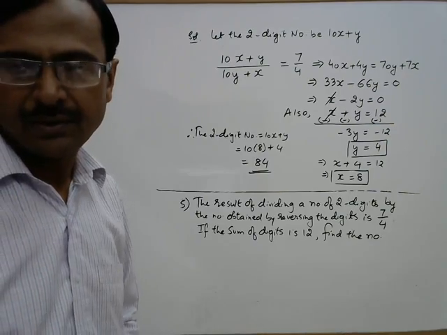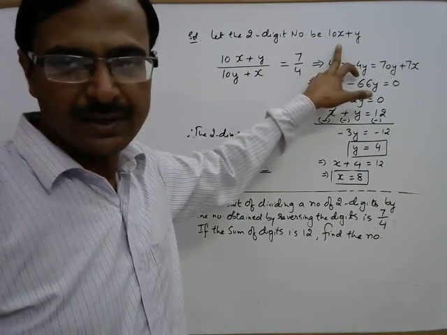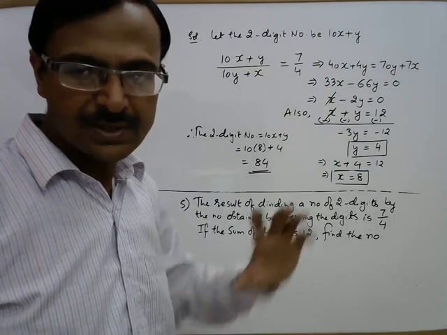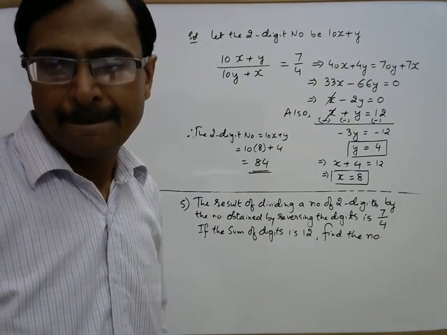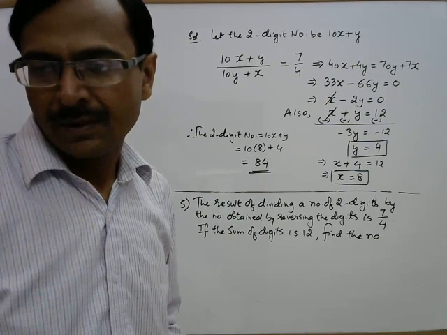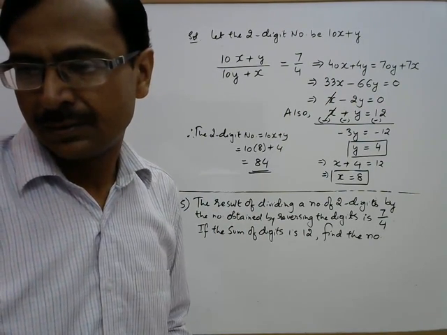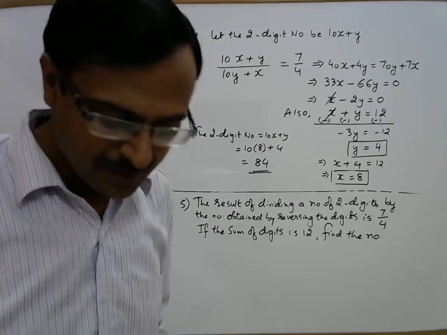Robin, because the number assumed is 10x plus y, then we have to put the value of x first. So the answer is only 84. It cannot be 48. Yeah, it's an easy method.